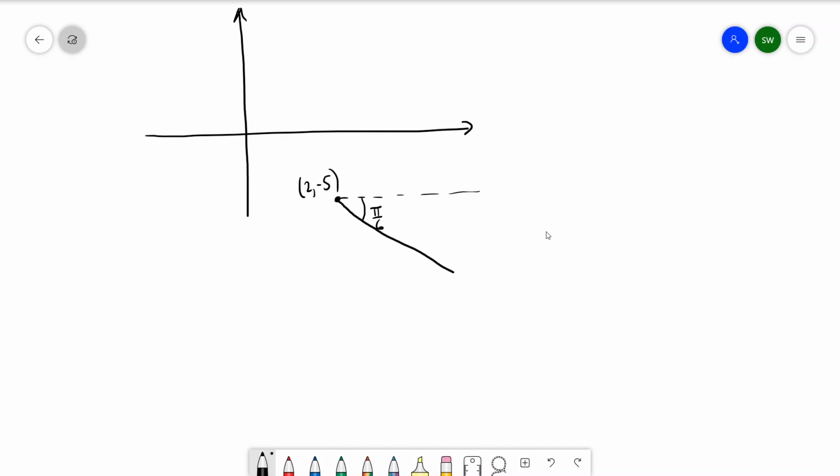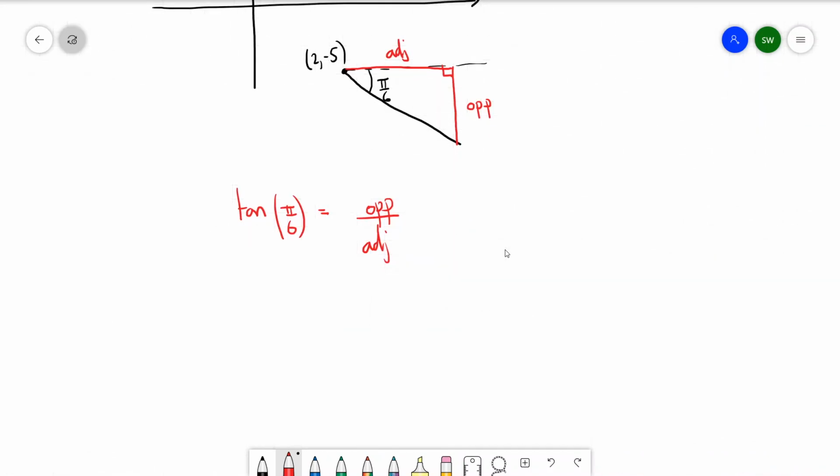So one way of doing this would be to say, well, let's come up with what the gradient of this line is. So let's draw in a right angle triangle, like that. And let's label this as the opposite side length and this as the adjacent side length. Then we know by trigonometry that tan of pi over 6 is going to be equal to the opposite side length divided by the adjacent side length.